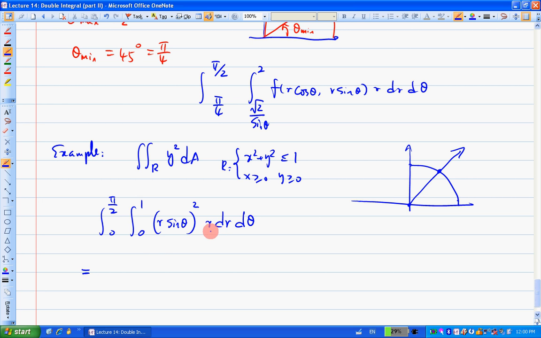We're integrating with respect to r first, so the sine theta here you're going to consider as a constant, right? And there's r squared times the r, so it becomes r cubed. So I can actually pull that sine squared theta out of here. And the inner integral here is r cubed, which is 1/4 r to the 4, right? Oh, squared, yes. Good point.